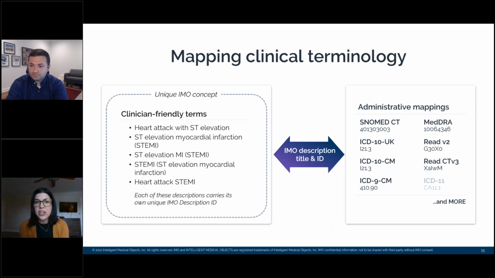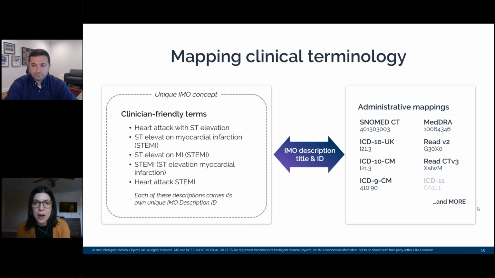A great example here is heart attack with ST elevation. There's different word orders, different naming conventions, all to describe the same condition. And IMO allows providers to search the way that they were taught, document the way that they are most comfortable, but the administrative code mappings are standard on the back end and come along for the ride to be maintained by IMO. After you choose the IMO code mapping one time, you're future-proofing it for any code updates that may happen in the future. This is IMO's core competency.